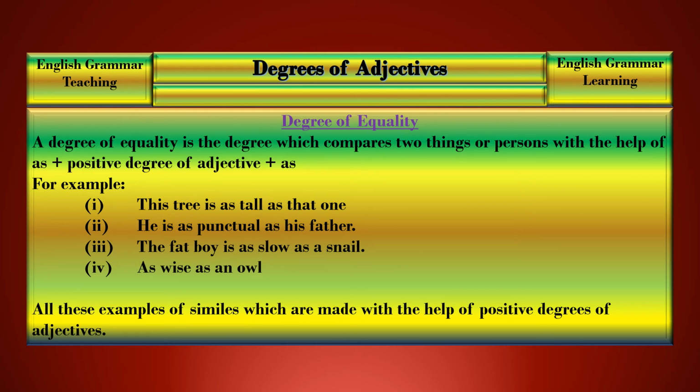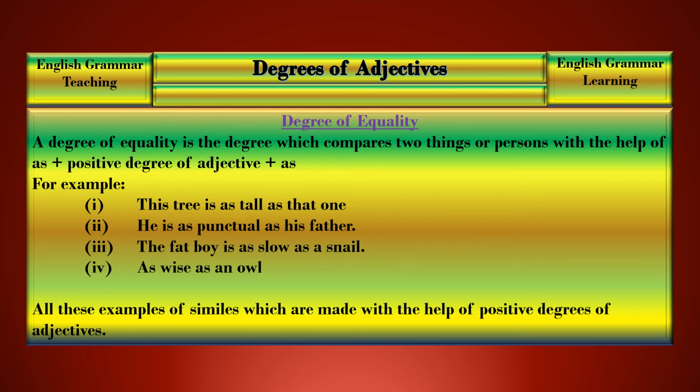Another degree is the degree of equality. A degree of equality is the degree which compares two things or persons with the help of as plus positive degree of adjective plus as. For example, this tree is as tall as that one. He is as punctual as his father. The fat boy is as slow as a snail. He is as wise as an owl.